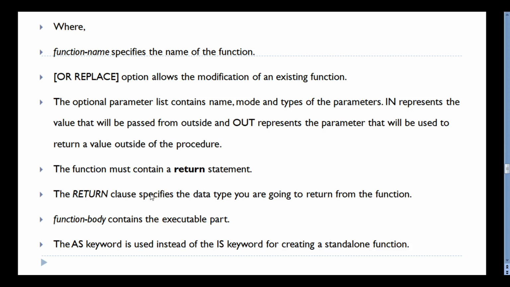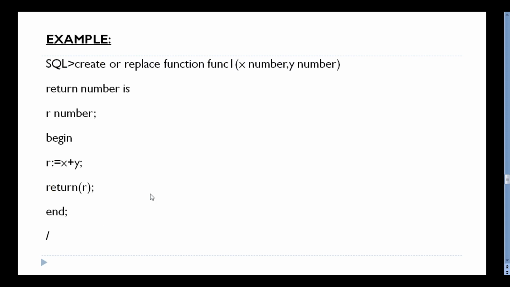The RETURN clause specifies the data type that you are going to return from the function. So what type of value you want to return, you must specify the data type of that variable in the RETURN clause, and the function body contains the executable part. The AS or IS keywords are used to create a standalone function. Let's see this example.